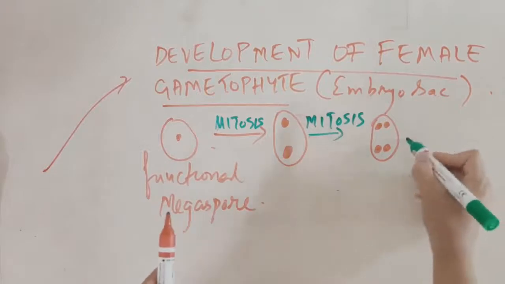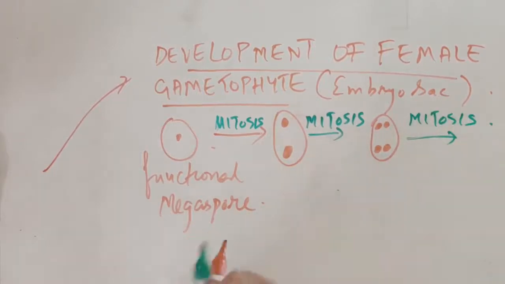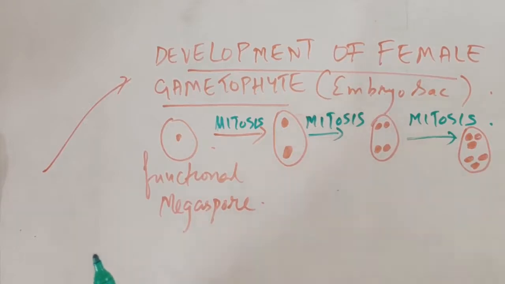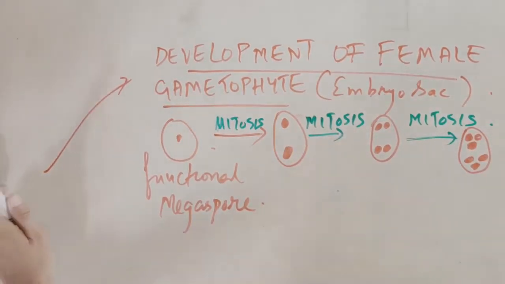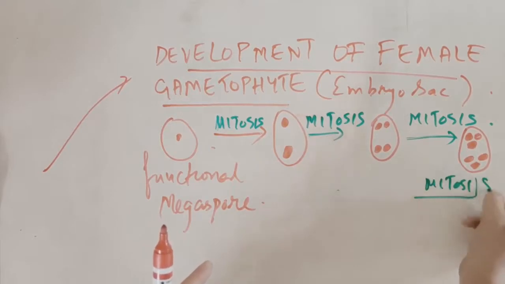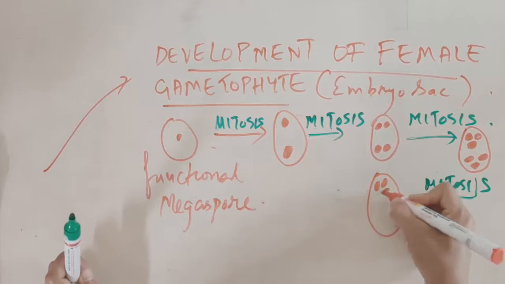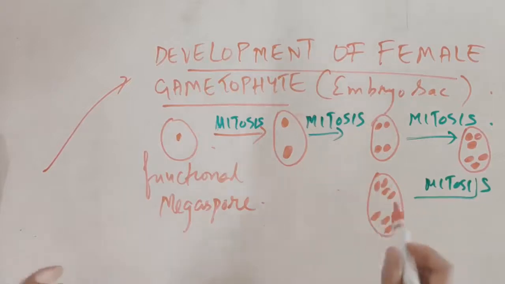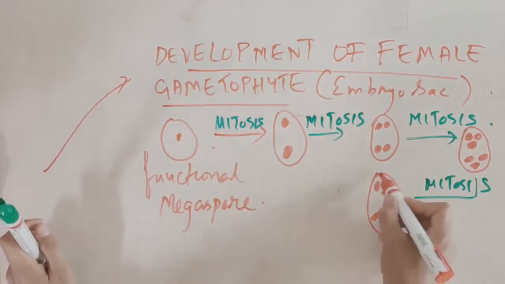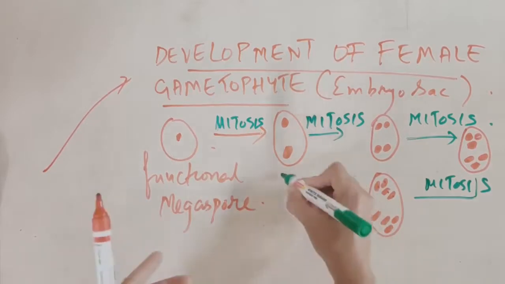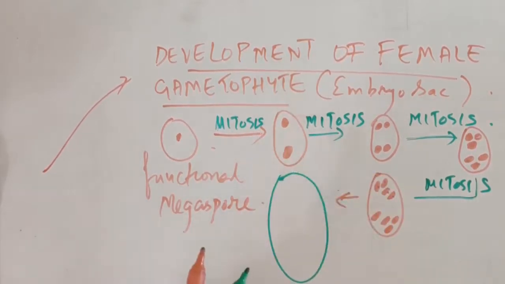Mitosis 3, forming more cells, 6 and so on. It's all mitosis. That's simple. So just from the one functional megaspore, by repeated mitosis divisions 1, 2, 3, they'll form 8 nuclei. These are rearranged, and so we'll get our beautiful embryo sac.